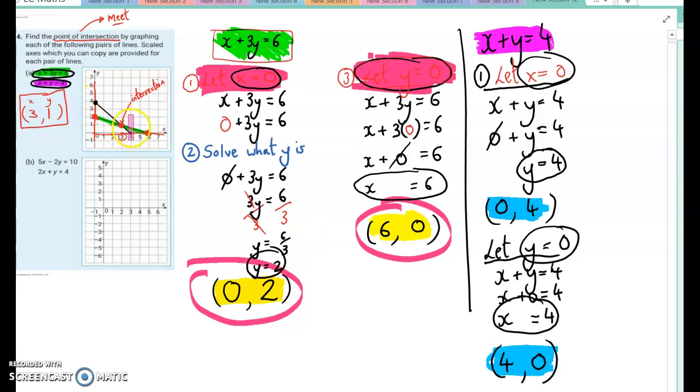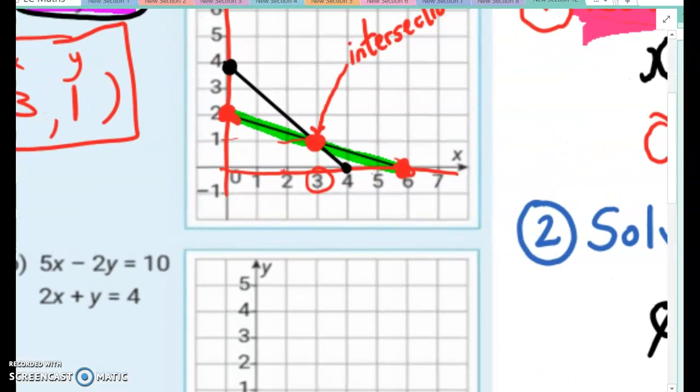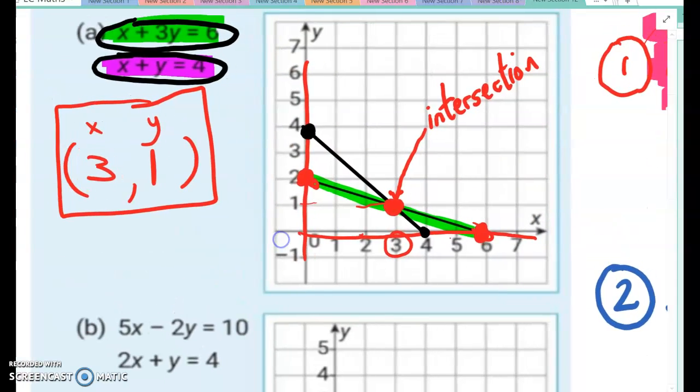It's highlighted in green. You do the same for the other equation that's given in the question. You let x equal to 0, and you solve it, and that will give you a coordinate. You do the same then again, but this time you let y equal to 0, and you solve it, and you get a coordinate. And when you have two coordinates, you have a line as well. And the two lines, wherever they meet, that's the point of intersection. Okay, I hope that video helped.